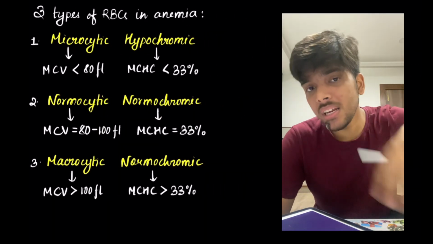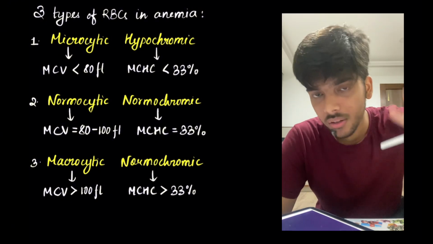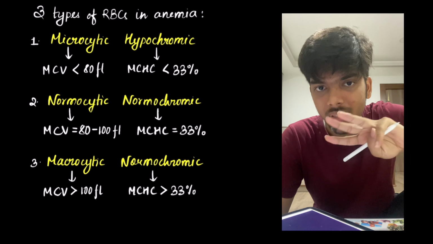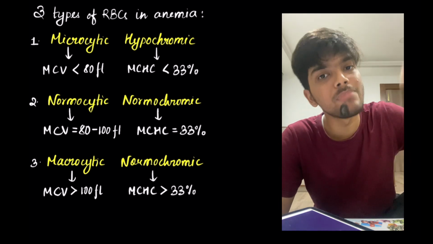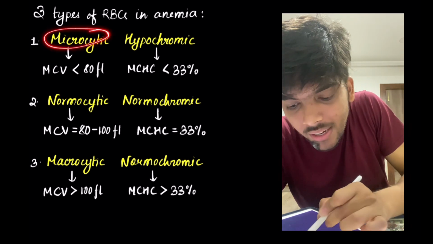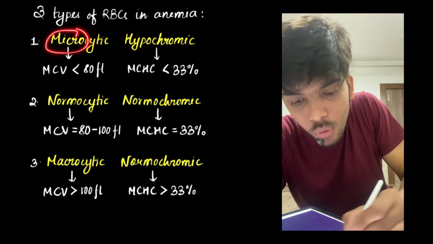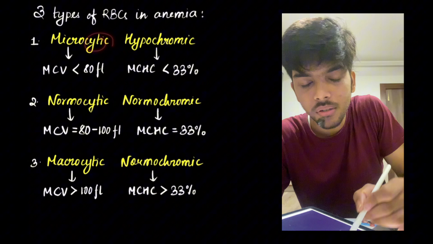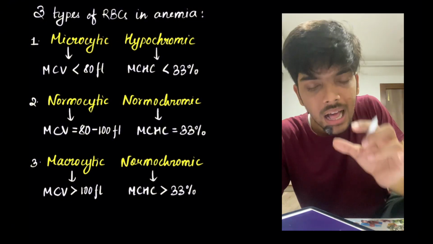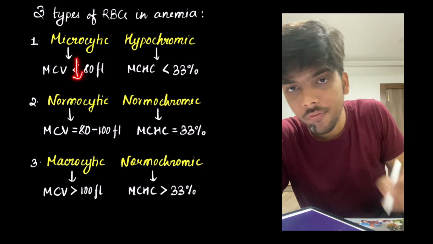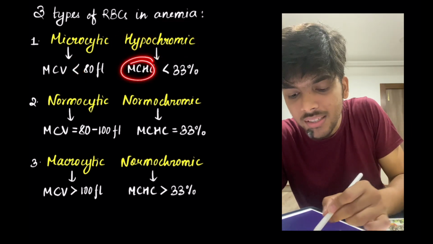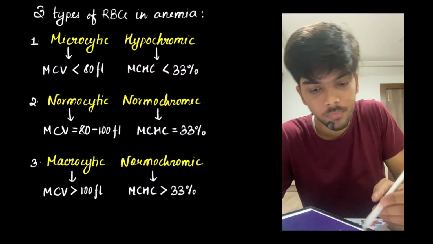Based on these various features of RBCs that we saw just now, we have three major types of RBC that we are going to find in different types of anemia. Let's look at them. First is microcytic hypochromic. Micro, small, cytic, size. So the size is smaller than your normal size. The size of the RBC is less than 80 femtoliter. Hypo, less, chromic, color. So MCHC is less than 33%.